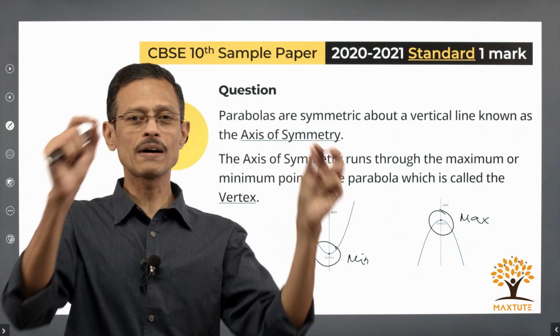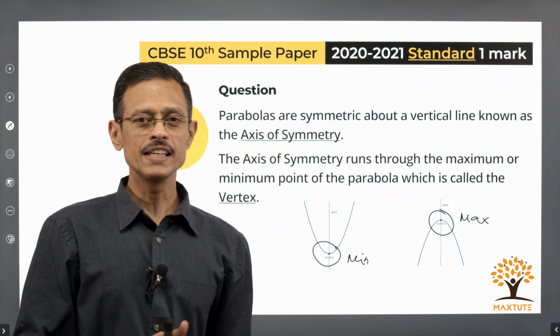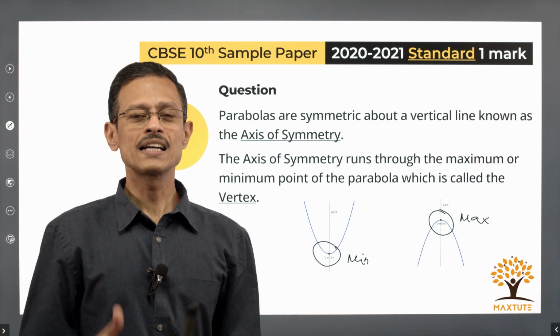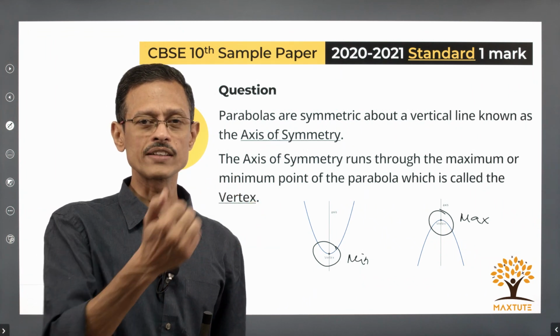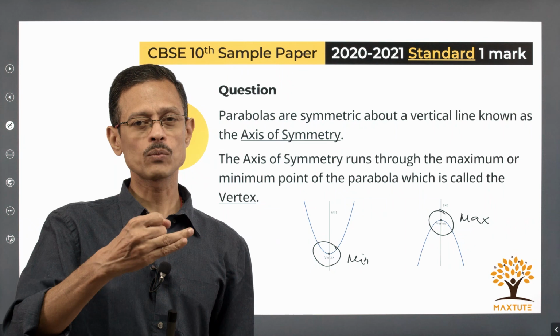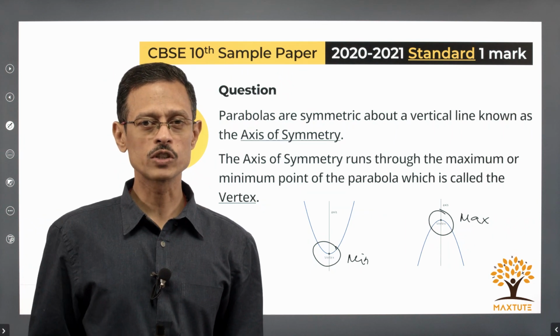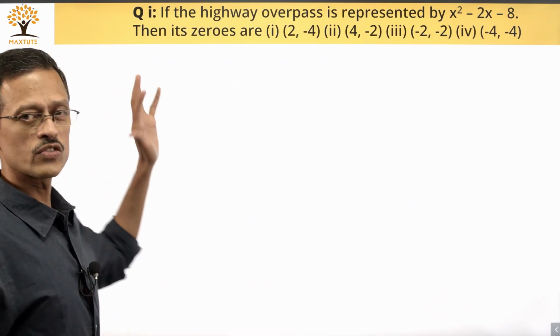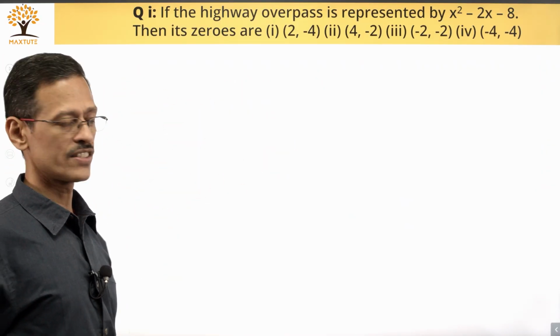So, we know the overpass is in the shape of a parabola. The equation of a parabola is P of x equals ax square plus bx plus c. And then they talked about essentially 2 things: one, the axis of symmetry, and second, the vertex, right? This is the information we have about the parabolas. Start with the first of the 5 questions. Rather easy questions. All of these 5 parts are very, very easy ones.